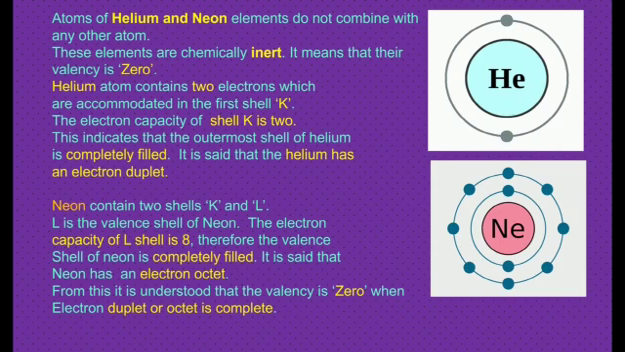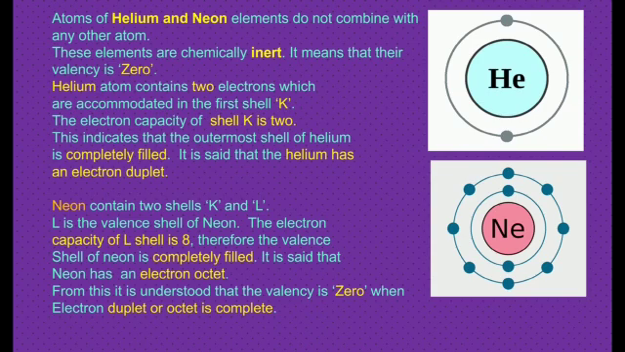Next, you can see 2 atoms in the diagram, helium and neon. You see, the atoms of helium and neon elements do not combine with any other atom. These elements are chemically inert. It means that their valency is 0. So, inert gas means its valency is 0.